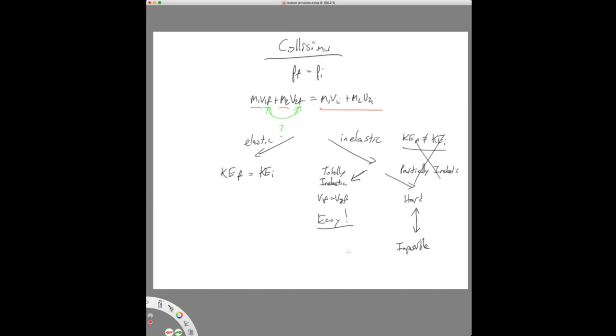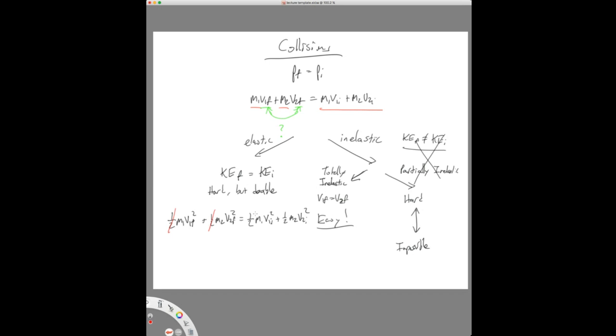So that brings us to elastic. Elastic collisions are hard, but doable. So how do they work? We say kinetic energy final, which would be 1/2 m1 v1 final squared plus 1/2 m2 v2 final squared, equals the initial kinetic energy, 1/2 m1 v1 initial squared plus 1/2 m2 v2 initial squared.